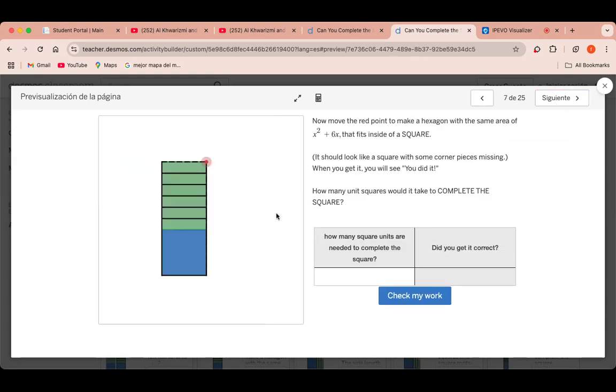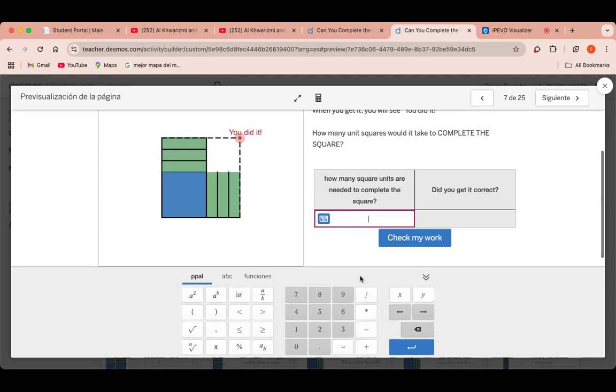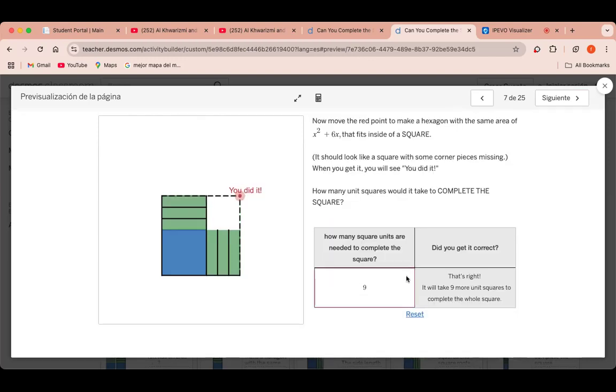The same idea here. We can have the triangle, and how can we make the square in this case? The students can move the pieces and satisfy this. Oh, how many squares do I need to complete the big square? Oh, it's 3 by 3. I need 9 squares. So I submit the answer, check my work. Oh, this is right. The students can play with this for maybe 9 or 10 minutes.